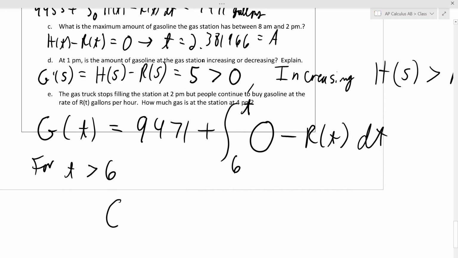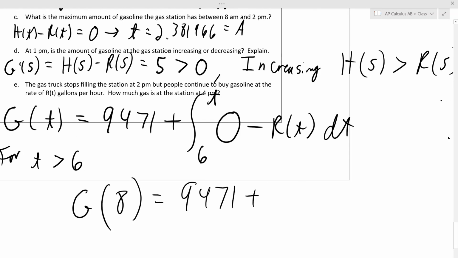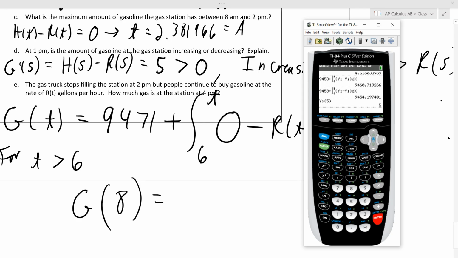We need G, and you can do this a couple different ways, but the way I have to find it is we need G of, that would be 8, right? 8 hours after we've opened. So it's 9,471 plus that integral, right? Which I'm not going to write out. I'm just going to do it on my calculator. So it's 9,471 plus math 9. And we're going from 6 to 8.